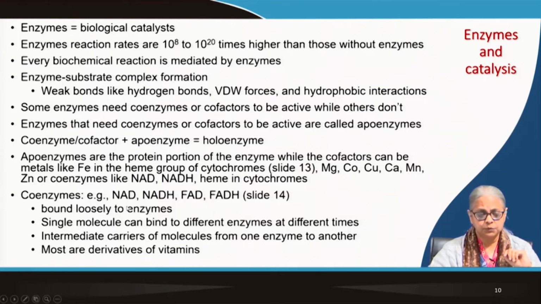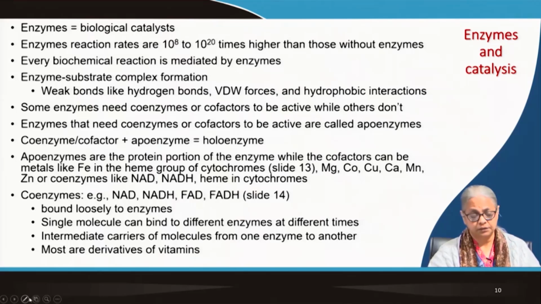So coenzymes, we have NAD, NAD plus, NADH, FAD, FAD plus, FADH, and we will be going through more of this in the next few slides. They all bind loosely to the enzyme. A single molecule can bind to different enzymes at different times. They are intermediate molecules. They are carriers of molecules from one enzyme to another.